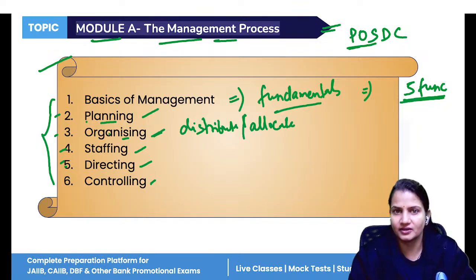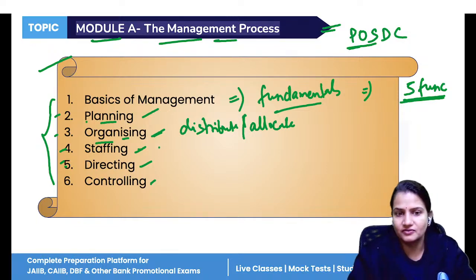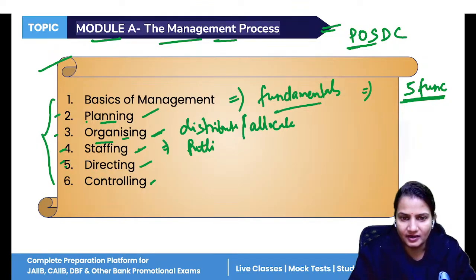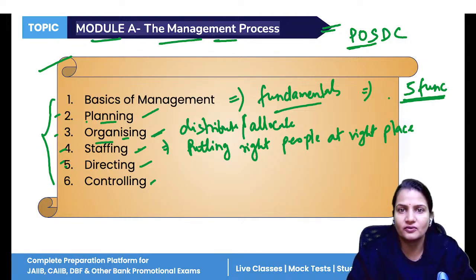Different organizational structures: formal, informal, committee organization, functional organization. This we will do in organizing. Then third is staffing. Staffing means putting the right people at the right place, meaning the one who can do the work, you put in that department only. Like if I'm good in marketing, there is no use keeping me in the finance department, as I may not work well. But if you keep me in the marketing department, I may work well, because I have expertise in marketing. The person who is good in whichever field, you have to put in that respective field only.